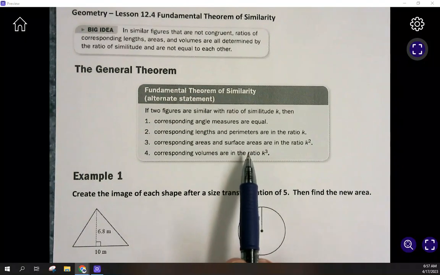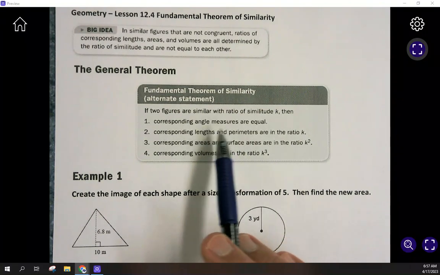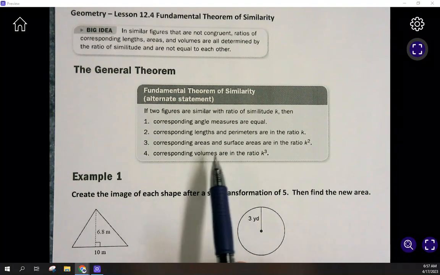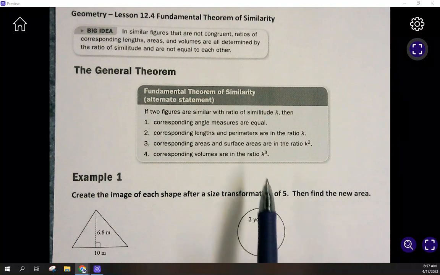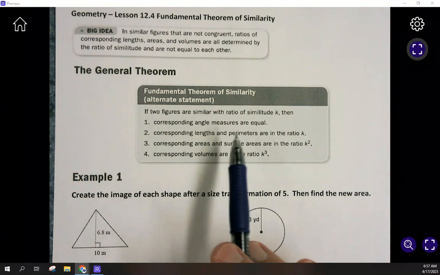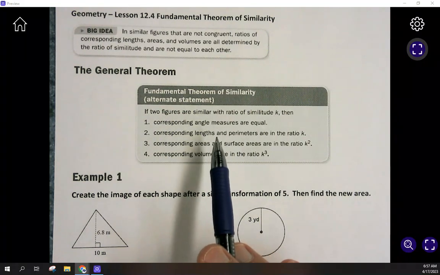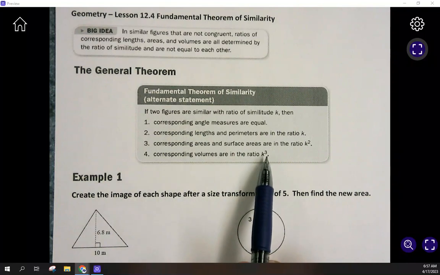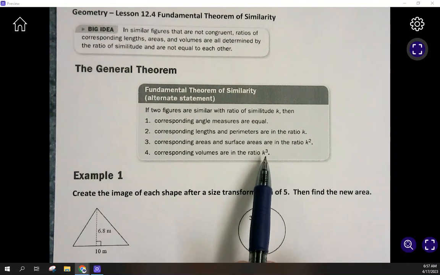And volume is going to increase with the ratio of k to the third power. So if all the sides of a three-dimensional shape are multiplied by 5, the volume is going to increase by 5 to the third power, so by a lot. So not just 5 times, but a lot more. And that's because each individual length, like base, height, width, all that stuff, they're all being increased by 5 times, and then they're all going to get multiplied together. So 3 different things are changing for volume.